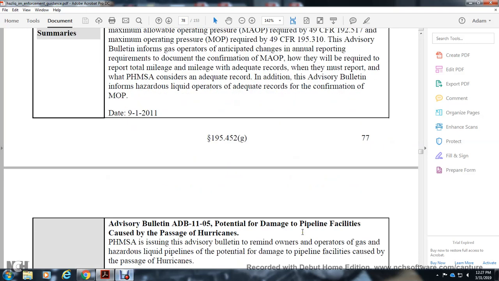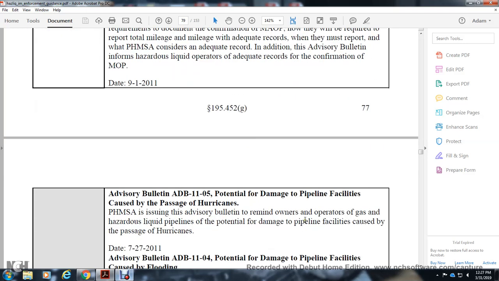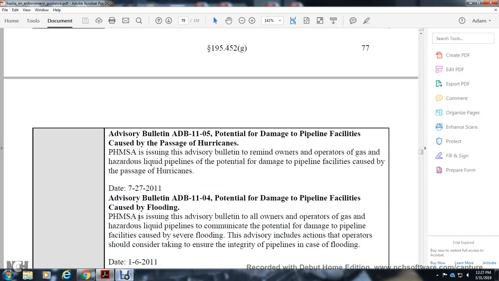September 1st, 2011. Advisory bulletin: potential damage to pipeline facilities caused by the passage of hurricanes. PHMSA is issuing the advisory bulletin to remind owners and operators of gas and hazardous liquid pipelines of the potential damage to pipelines caused by the passage of hurricanes.